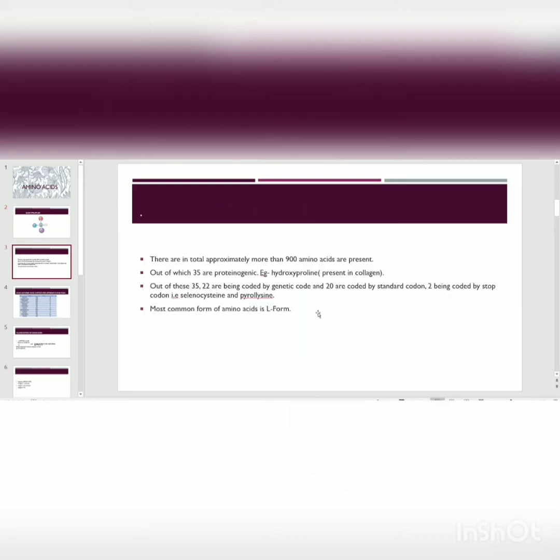So there are in total more than 900 amino acids present in nature, out of which 35 are proteinogenic. For example, hydroxyproline, which is present in collagen. We can also take the example of gamma aminobutyric acid, T3, T4, citrulline, etc. Out of these, 22 are coded by the genetic code, and out of these 20 are coded by standard codons and 2 are coded by stop codons, that is selenocysteine and pyrrolysine.